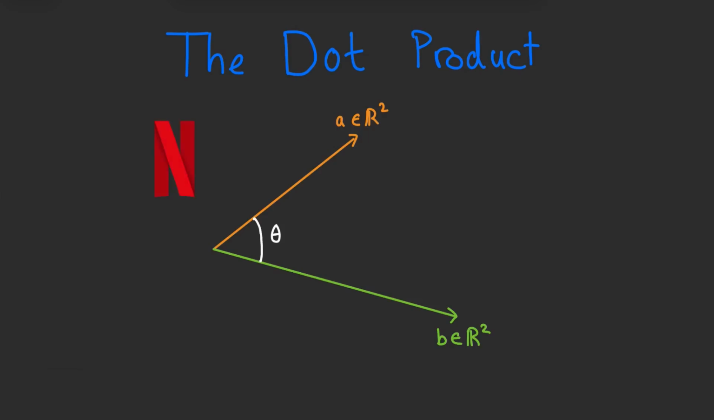Whenever Netflix recommends a film, Spotify suggests a song, or ChatGPT understands your sentence, it needs a way to measure how similar things are. And surprisingly, one of the simplest ways to do this comes from linear algebra. It's called the dot product. So, how does it actually work?